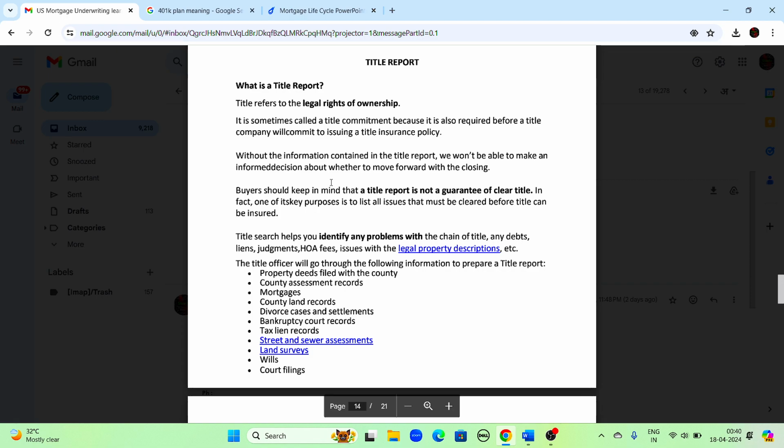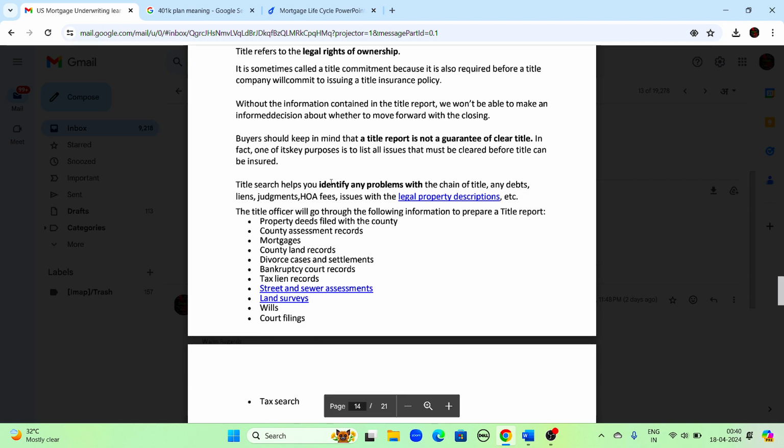Without the information contained in the title report, we won't be able to make an informed decision whether to move forward with the closing. Buyers should keep in mind that the title report is not a guarantee of clear title. In fact, one of its key purposes is to list all the issues that must be cleared before a title can be insured. A title search helps you to identify any problems with the chain of title, any debts, liens, judgments, HOA fees, issues with the legal property descriptions, etc.